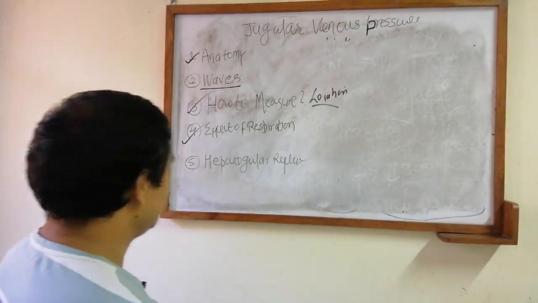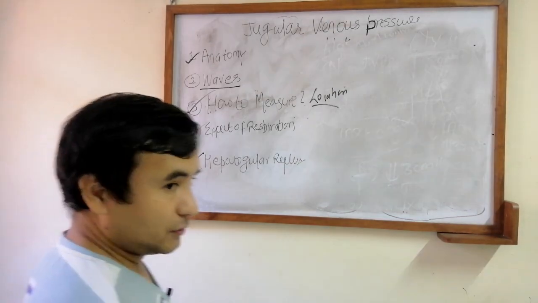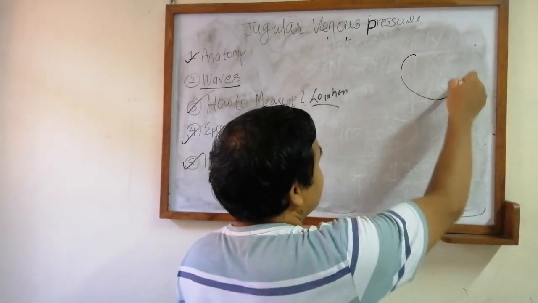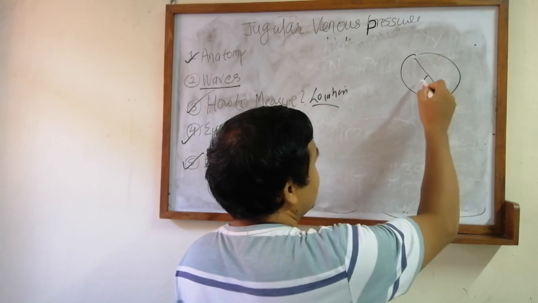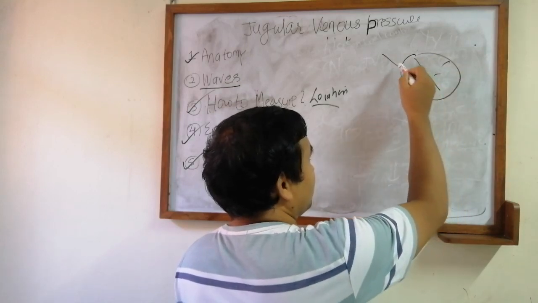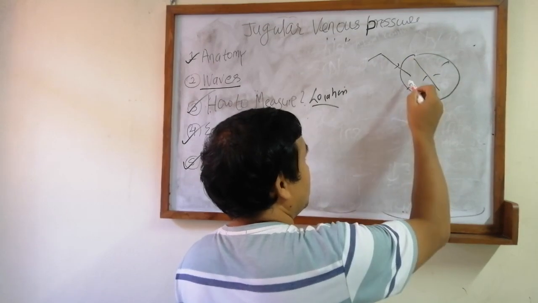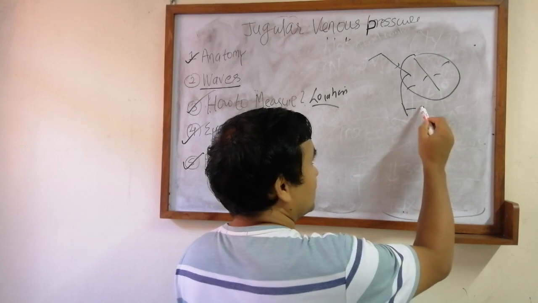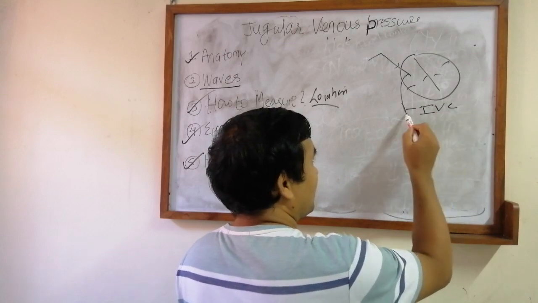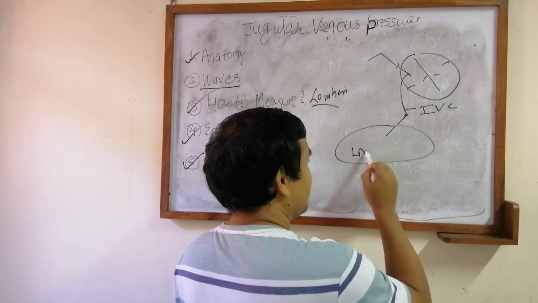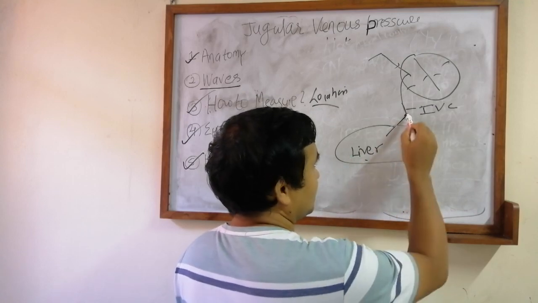So the last one is the hepatojugular reflux. Sometimes we have to do the hepatojugular reflux. We have already discussed the right atrium. There is also the drain from the inferior vena cava, and one of the tributaries of the inferior vena cava is the hepatic veins.